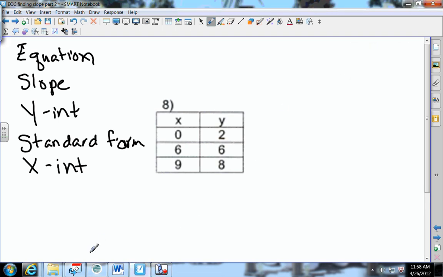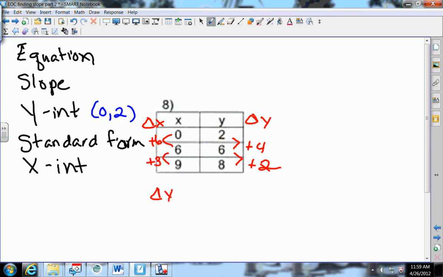Okay, the first thing I asked you to do was to find the equation of this line. First off, in my table, I already see my y-intercept right there. So I know my y-intercept I can put in there as 0, 2. To find my equation, I'm going to do delta y, the change in y, plus 4, plus 2. Delta x, plus 6, plus 3. Well, delta y over delta x, 4 divided by 6.